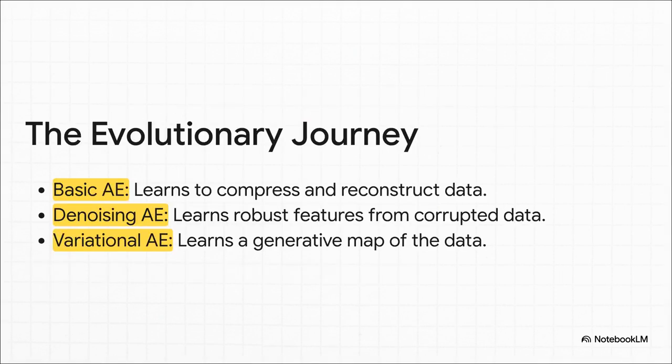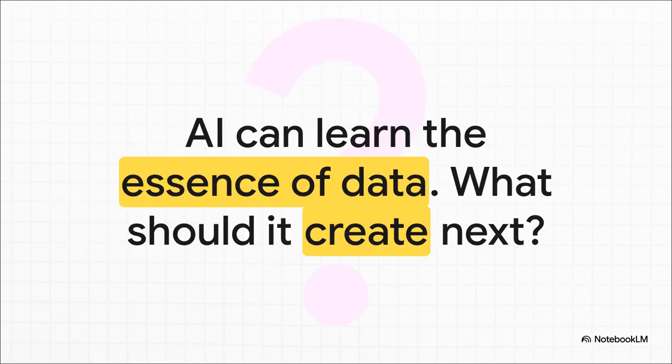So let's just quickly recap our journey here. We started with a basic autoencoder that learned compression by just trying to copy things. We made it smarter by creating the Denoising Autoencoder, which learned robust features by fixing messes. And finally, we arrived at the Variational Autoencoder, which learned a probabilistic map of the data's essence, letting us generate entirely new creations. It's a pretty powerful evolution, right? From simple copying to complex creation. This journey really shows the incredible potential we've unlocked.